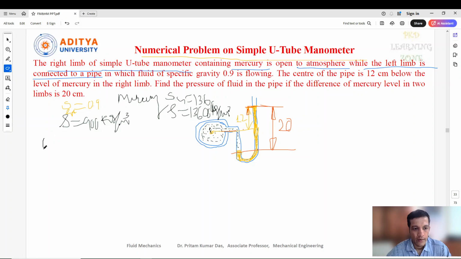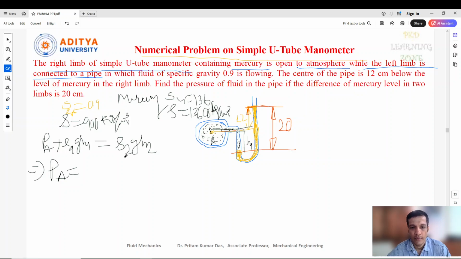So we know the formula. We can write the pressure at the right limb equal to the pressure at the left limb. So in the left limb, suppose you give a point here. So P_A plus what is the liquid present in this distance. This distance is actually nothing but 20 minus 12, so this height is identified as H1. So we can write rho 1 g H1 equal to the pressure at the other limb, that is nothing but rho 2 g H2. So easily you can write P_A equal to rho 2 g H2.